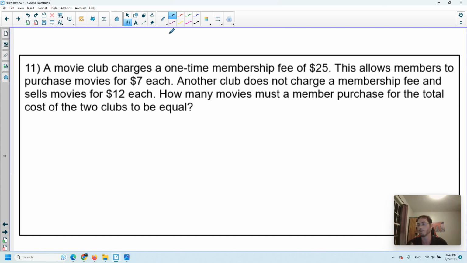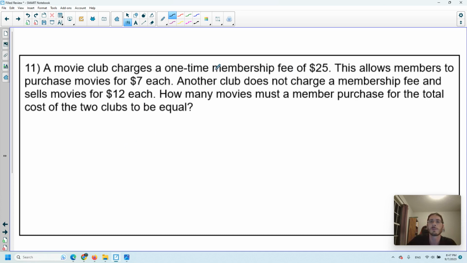You want to make a graph? Go for it. You want to guess and check? I mean, you can. You know the number of movies is going to be an integer, so you've got a good idea as to what types of numbers to guess. But if you do want to, the equation is kind of the typical way to do it.